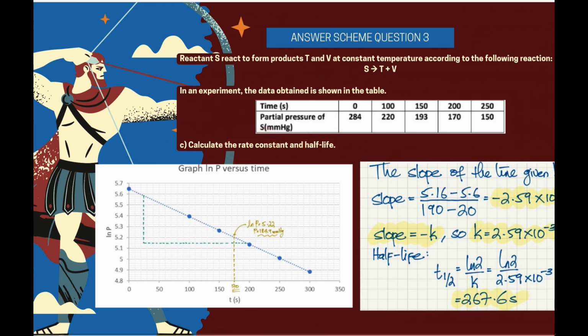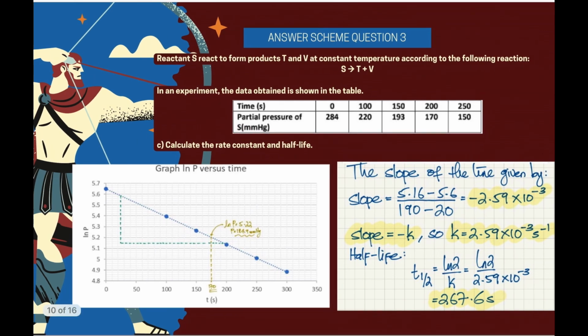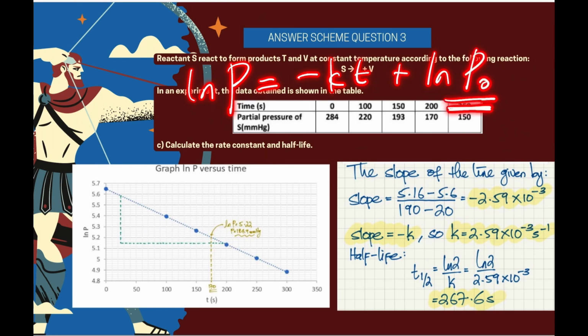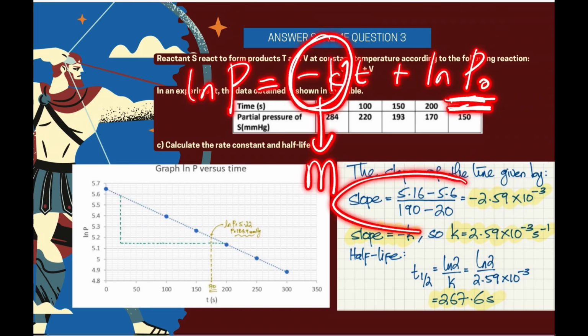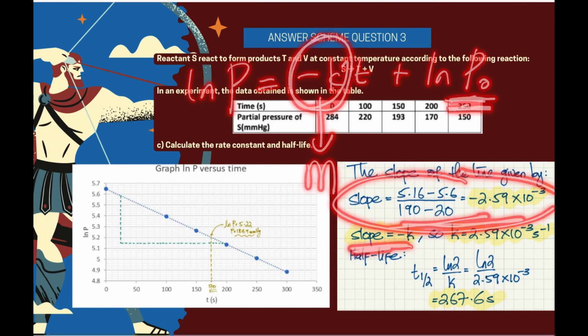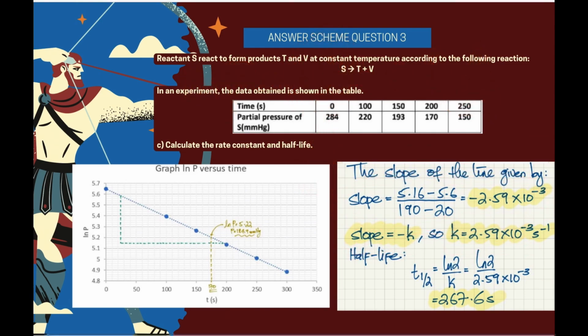Okay, so based on the equation tadi, kalau ikutkan equation yang asal tadi tu kan, ln pressure sama dengan negatif KT plus ln P naught, initial pressure di sana. Okay, kamu kena cari rate constant. Rate constant adalah ini, dan ini adalah dia punya gradient. So you have to check the gradient with the slope. You find the slope dulu, dapatkan nilai slope itu. Lepas dapat nilai slope, that's gonna be equal to negative K. Jadi ganti masuk.